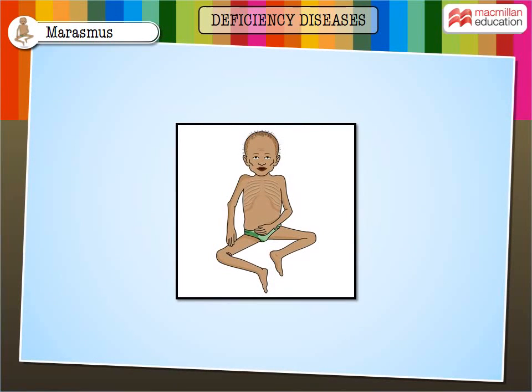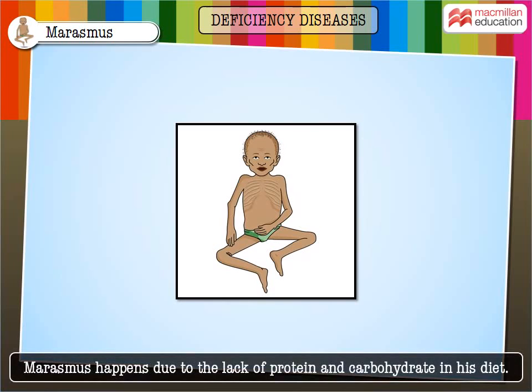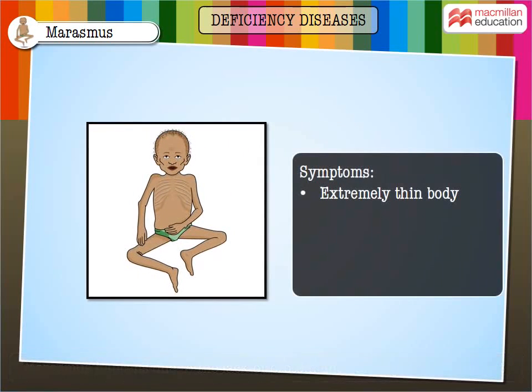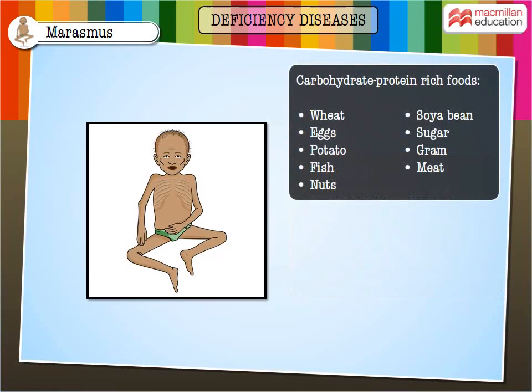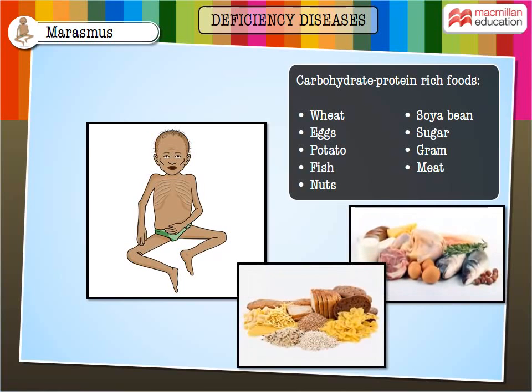What has happened to this child? This condition is called marasmus, and it happened because of the lack of protein and carbohydrate in his diet. Other symptoms include dry and wrinkled skin like old people, frequent stomach disorders, and diarrhea. A child suffering from marasmus should be fed with food rich in carbohydrates and proteins such as wheat, soya bean, eggs, sugar, potato, gram, fish, meat, and nuts.